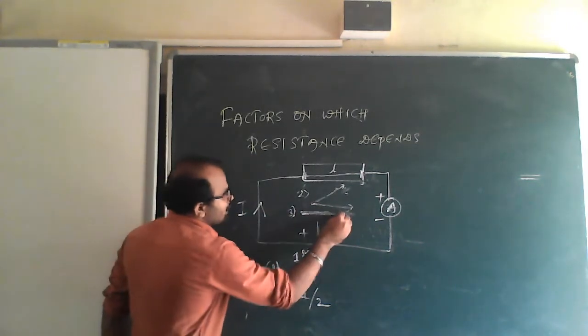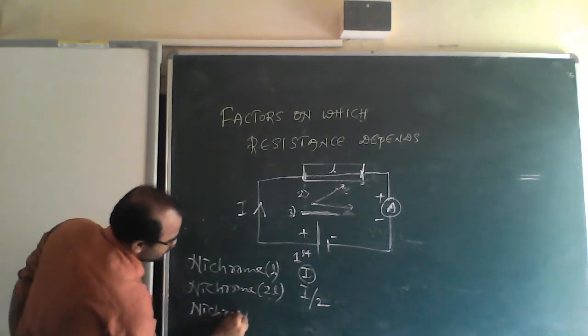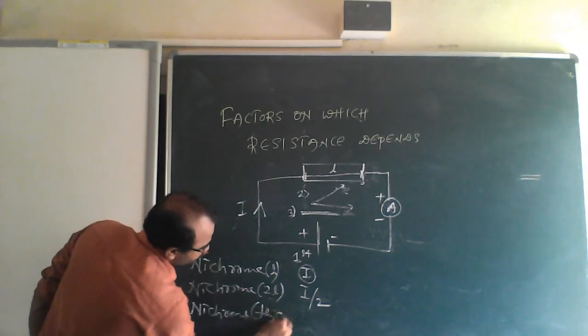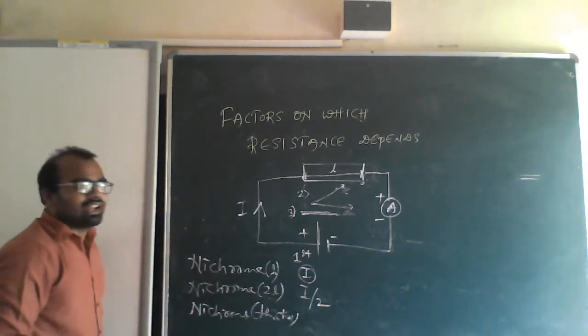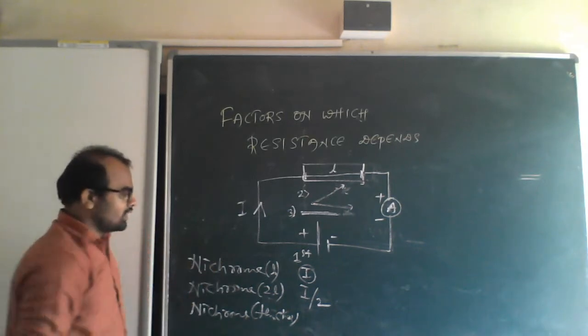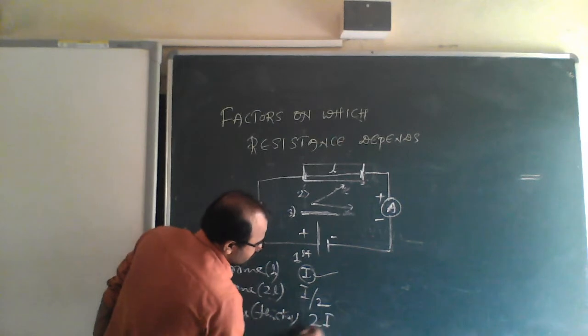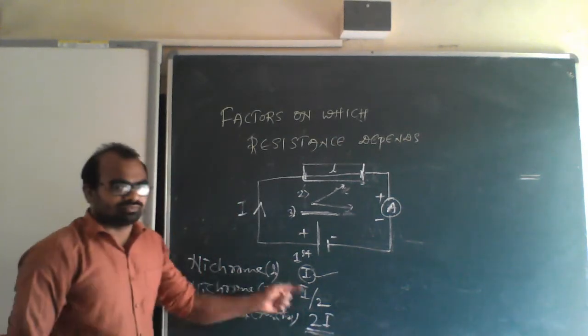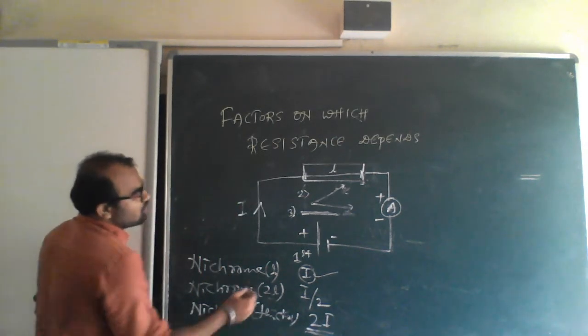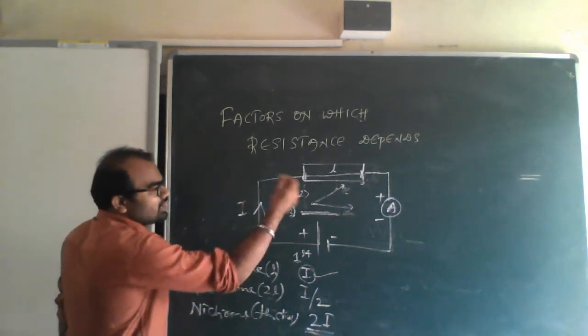Same length L but thicker wire. The third time, nitrile wire only, but it is thicker. That time what will happen? Thicker means area of cross section will be more. That time current will increase. It becomes 2I.